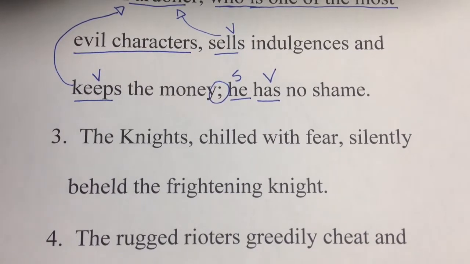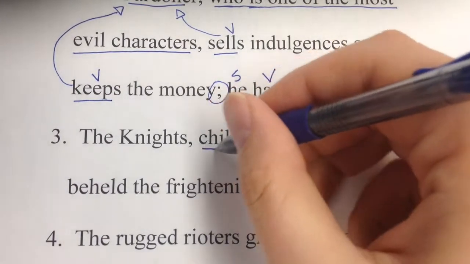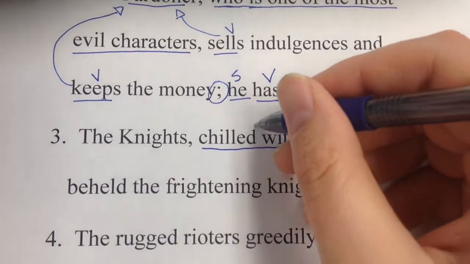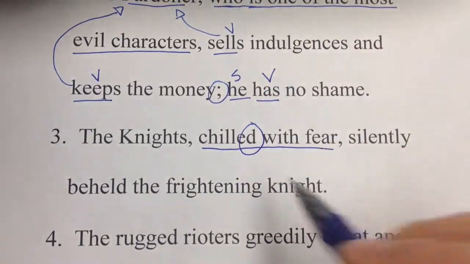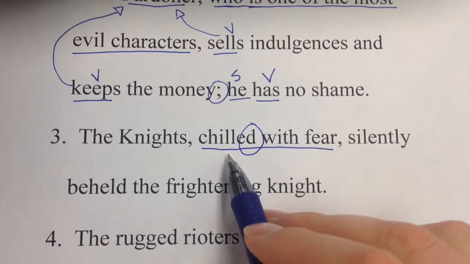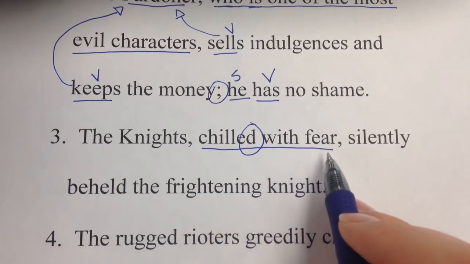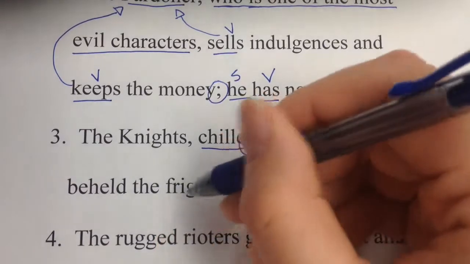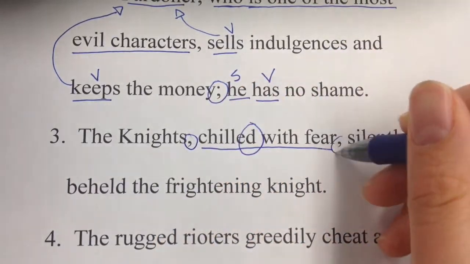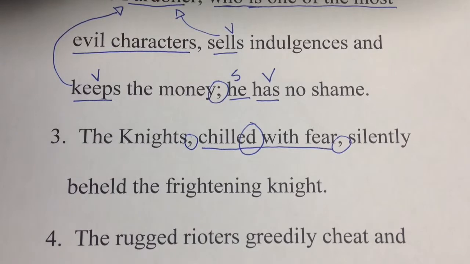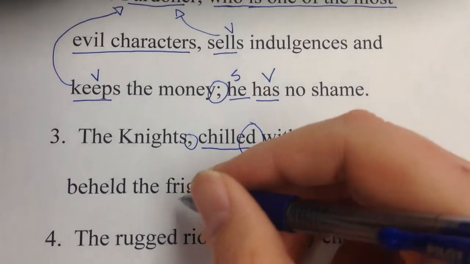I actually used two participles. Here's the first one. This is called a past participle because it ends in D. In "chilled with fear," chill is a verb, but here we're using "chilled with fear" to describe the knights. And notice how there are commas on both sides. You put commas on both sides if the participle is non-essential, like this. Silently beheld the frightening night.